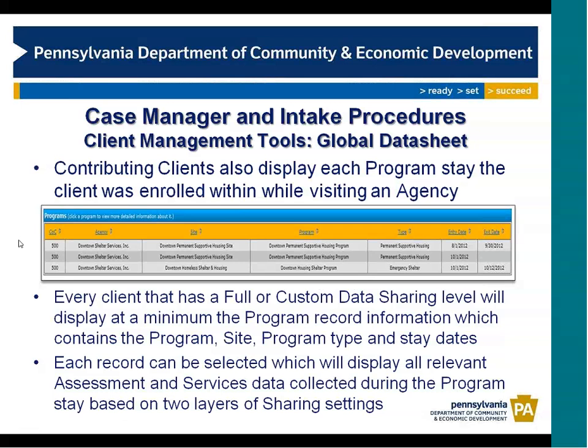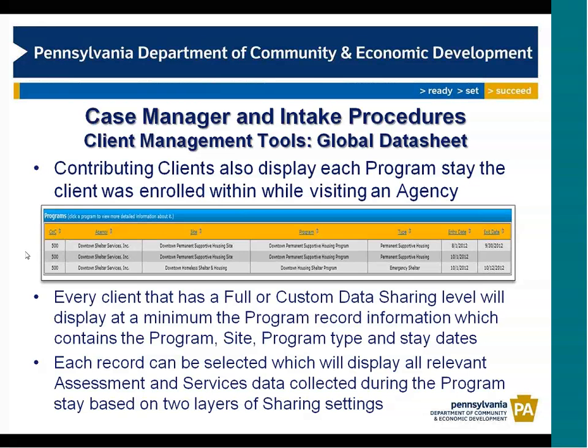Now, it may be 0, it may be 5, it all depends on how many stays the client's had. Now, from a program record standpoint, and also a contributing client standpoint, they'll only view in this global data sheet if that client has signed a consent form that is either full or custom data sharing. That's at a minimum. If they have no data sharing in that agency, then basically we're not allowed to display any information throughout the system, especially on this data sheet.